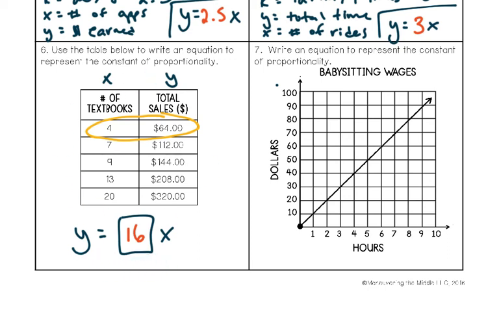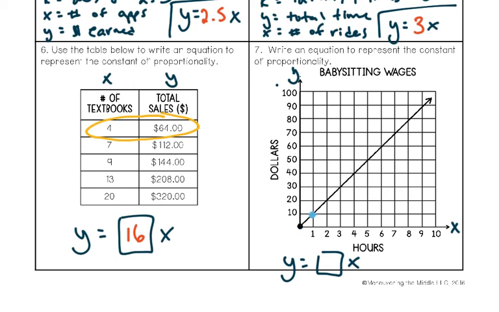And then last one, let's look at number 7. Let's identify what our x-axis is and our y-axis. So our x-axis is the horizontal and the y is the vertical. Our y, dollars, equals the unit rate, dollars per hour, times the number of hours, x. So we need to find out what our unit rate is. We want to look at the graph at 1 on the x-axis and just go up and see if there's an amount here. There is.